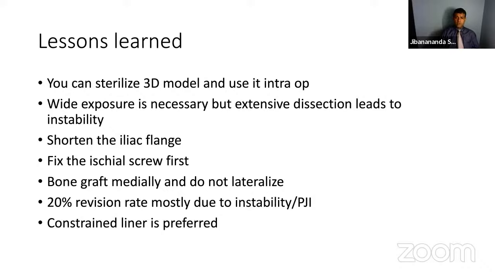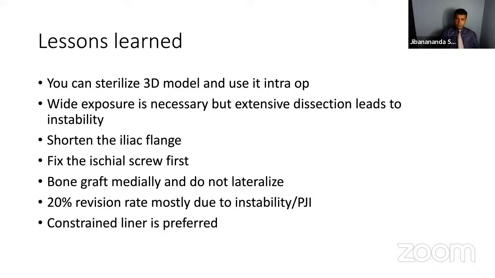Do need a wide exposure for this one, but again, if you dissect it too much, it might lead to instability. Always try to shorten the iliac flange. That's always the pain otherwise. Fix the ischial screw first. Bone graft medially and do not lateralize is key, otherwise it'll fail.